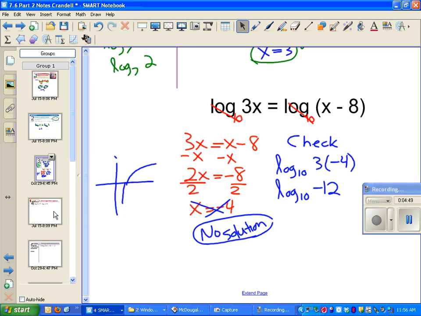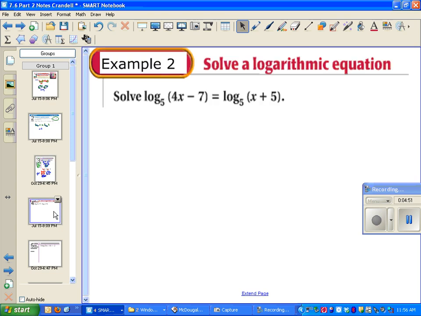Right? Okay, so let's look at example 2. We've got log base 5 on both sides, which means these cross out. And then I just get 4x minus 7 is equal to x plus 5.